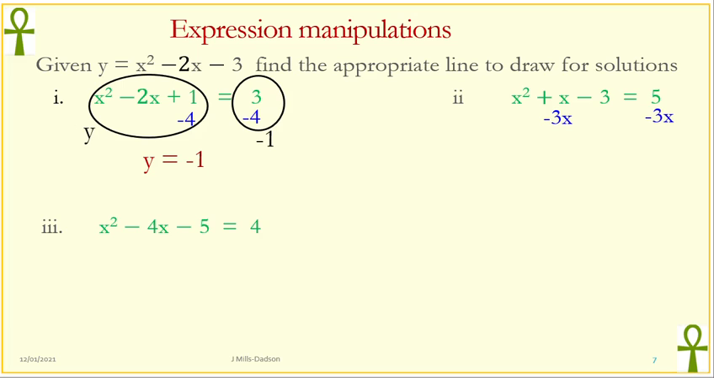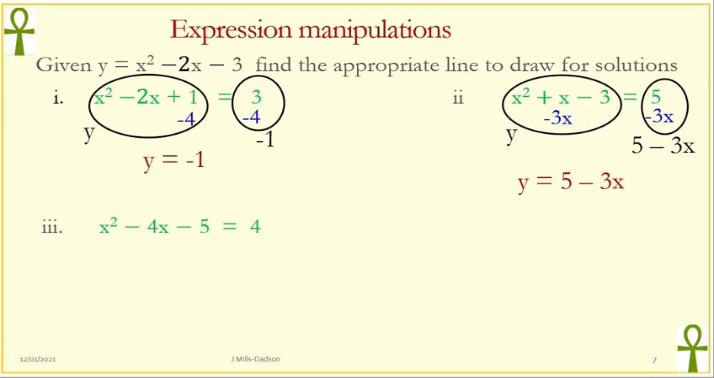Okay, now we know what we've done on the left hand side makes the whole expression equal to x squared minus 2x minus 3, which represents what? y. So we can represent the whole thing here by y. Now this becomes an expression, 5 minus 3x, and therefore I'm going to draw a linear graph of y equals 5 minus 3x. So you need to draw a straight line graph, 5 minus 3x. Let's look at the final one.